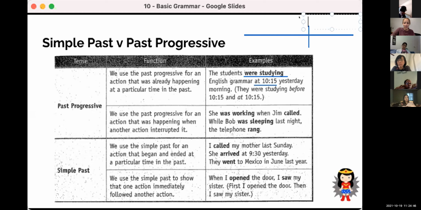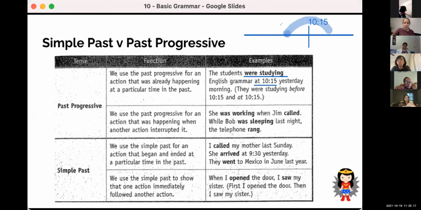Yeah, if this line here is 10:15, but you know, and I know, when somebody is studying, it's not a one-time thing. It's not just for 1 minute, right? It goes on for some time. You can't see that, but it goes on for some time. It just means that at that moment they were studying. It doesn't mean they started and stopped studying at that moment.